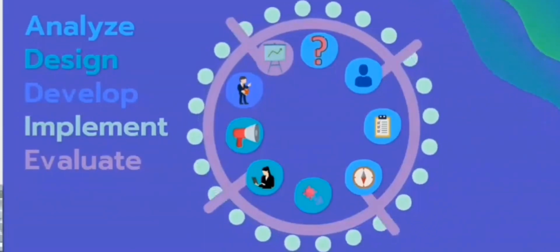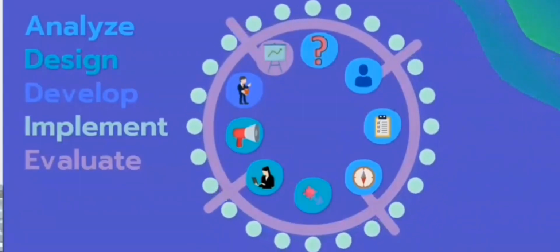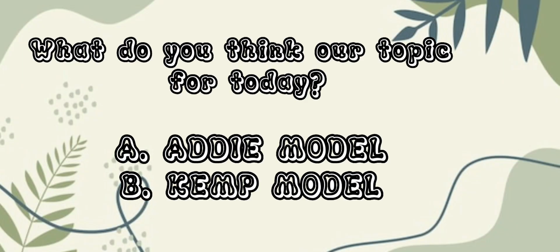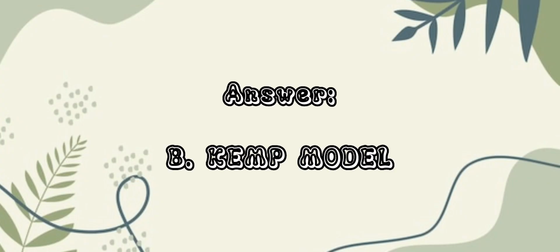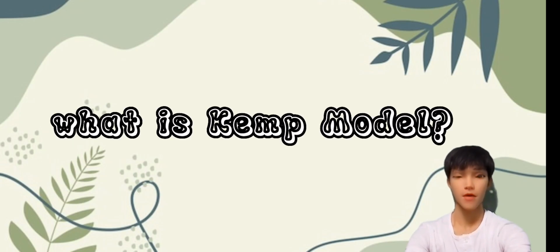In the following pages, we'll look more closely at the individual phases and processes involved with each step of the model. What do you think our topic for today? A. ADDIE model. B. Kemp model. You're correct, Kemp model. And that's what our topic is for today. So, what is the Kemp model?